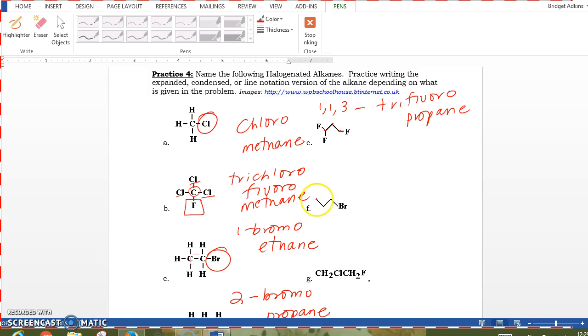All right, another one on line notation. So for this one, it's kind of hard to tell, is that a bond, or are they showing the bromine coming off? We'll assume that they're not showing it as a line there, so this would be meth-eth-prop-butane. And coming off of the end, we have a 1-bromobutane.